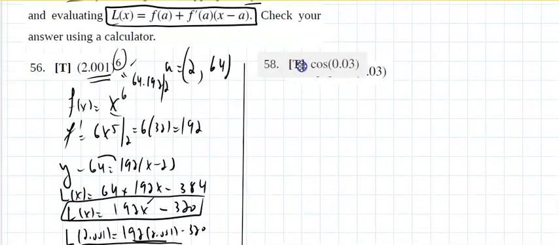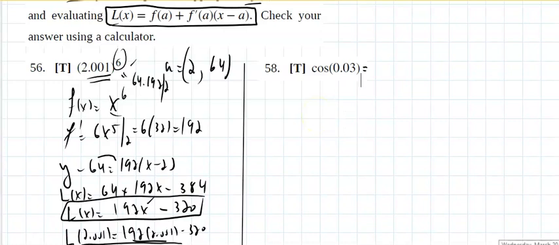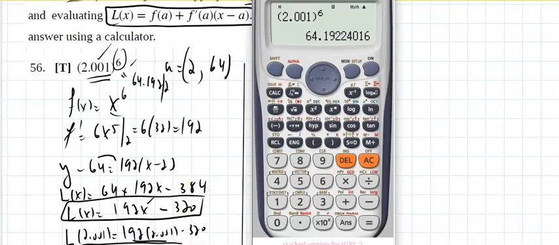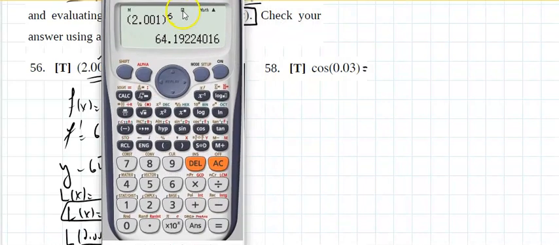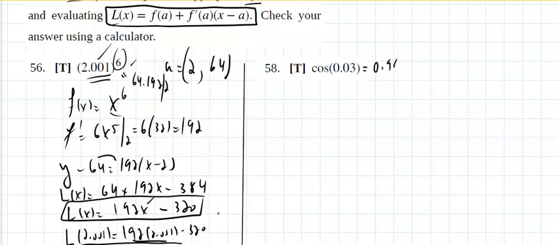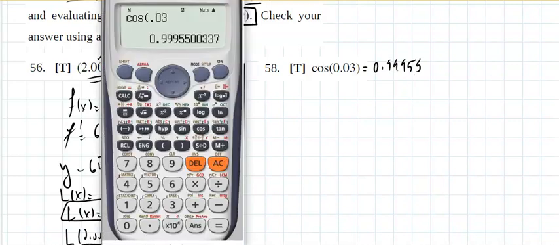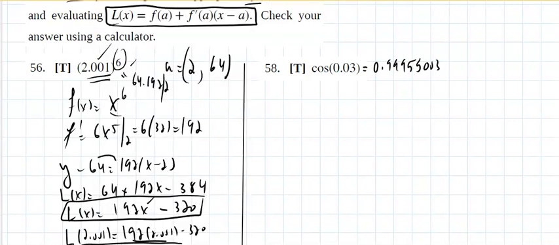Well, how about this problem? I want to figure out the cosine of 0.03. Well, guess what? This one I can't multiply by hand. This one I could multiply by hand 6 times. This one, I don't even know how to do that. But if I go on my calculator and I say, well, let's see, make sure I am in radian mode, and I am, it's R. If I take the cosine of 0.03, I'll get 0.99955 00337. All right, well, now what?